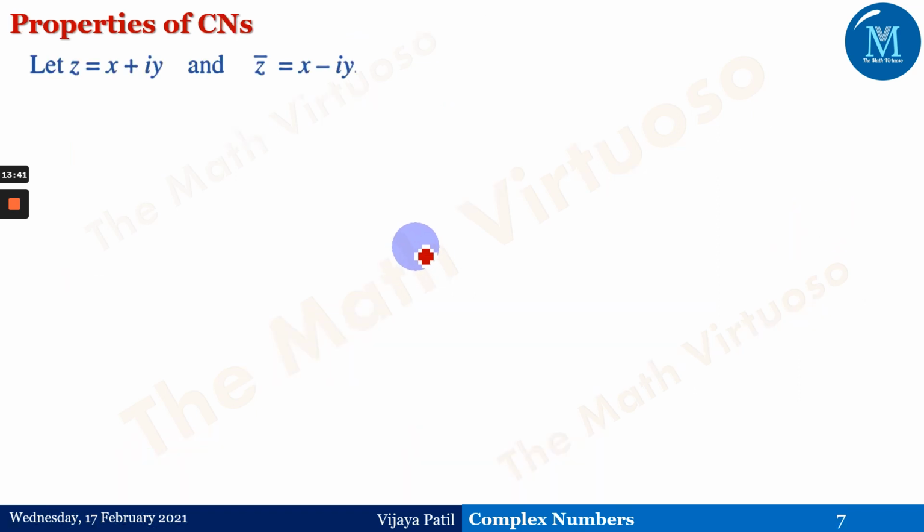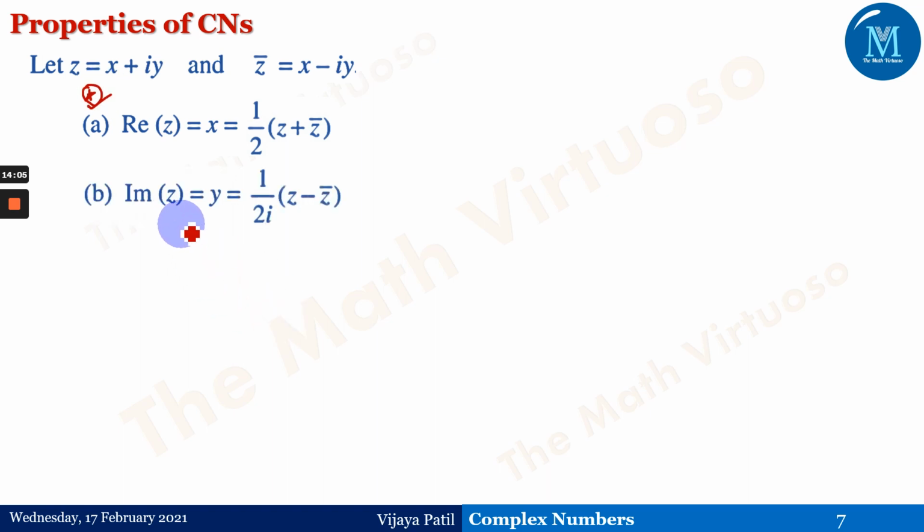Then, a few of the properties of complex numbers which are very important and very useful for us to go for different kinds of examples. Suppose z is x plus iy and z bar is x minus iy, that is the conjugate of z. Then the real part of z is x, which is equal to 1 by 2 times (z plus z bar). All of them are very important properties. Please note them down in your notes. Then the imaginary part of z can be expressed as y, which is equal to 1 upon 2i times (z minus z bar).